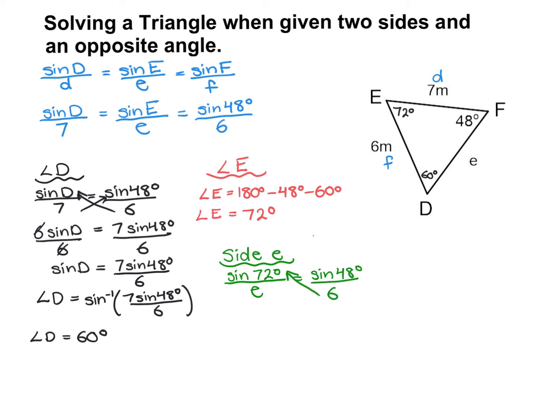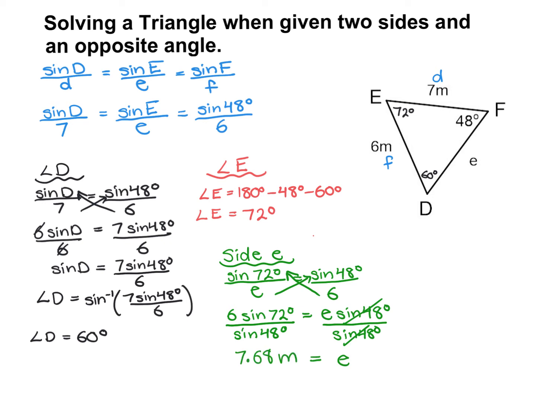Now let's cross multiply. So 6 times sine of 72 degrees will go on the left-hand side. And then let's multiply the e with the sine of 48 degrees. Now I want to isolate e, so I want to get rid of the sine of 48 next to it. So I'm going to divide this by sine of 48 degrees. And I'm also going to divide the left-hand side by sine of 48 degrees. Now on the right-hand side, we can cancel those two out, so we are left with just plain e on the right-hand side. And when we calculate 6 times sine of 72 degrees divided by sine of 48 degrees, you get about 7.68 meters as your answer.